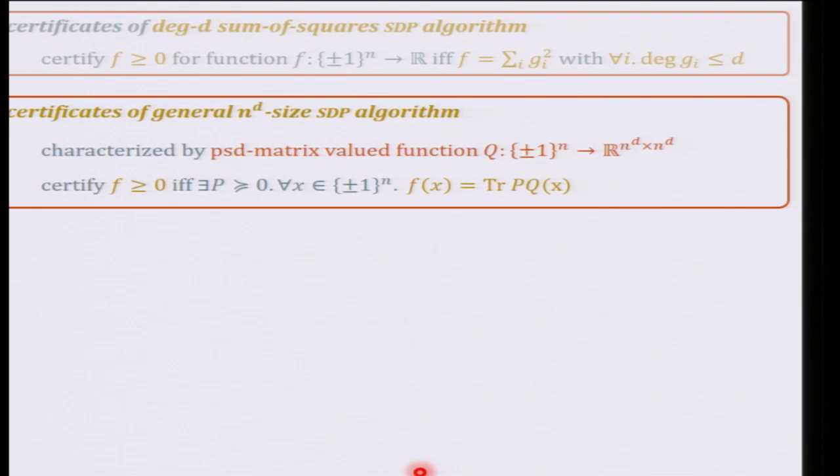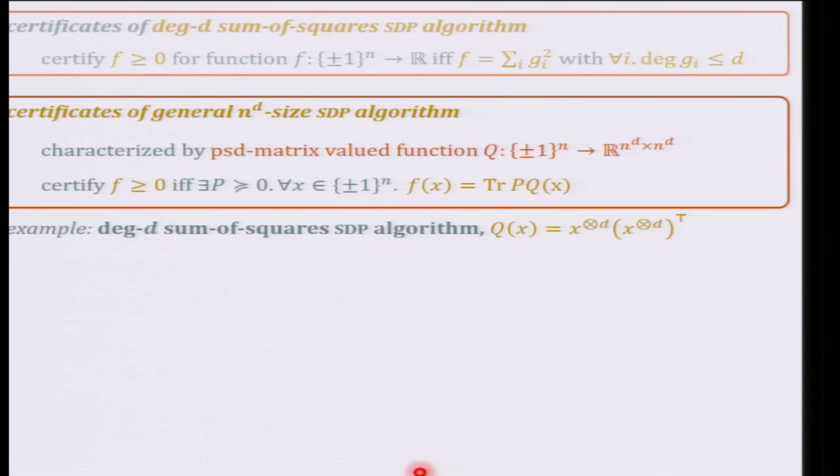And the way it generates the certificates is in this way. So don't read it now. Let me first show you an example. It turns out that for the degree D sum of squares algorithm, the way you would get it in this way would be to choose Q to be the outer product of X tensor D.